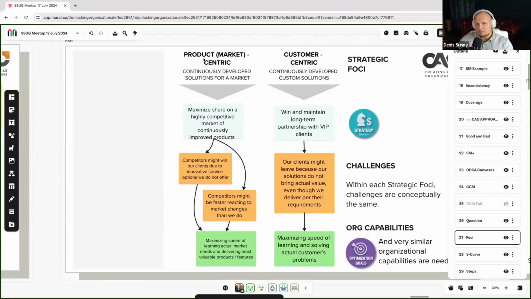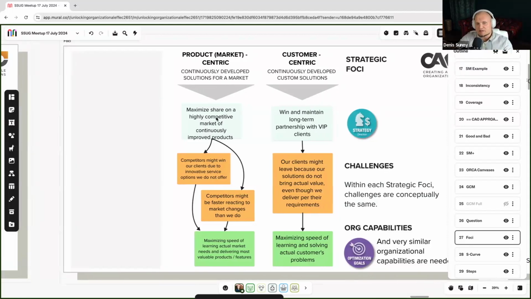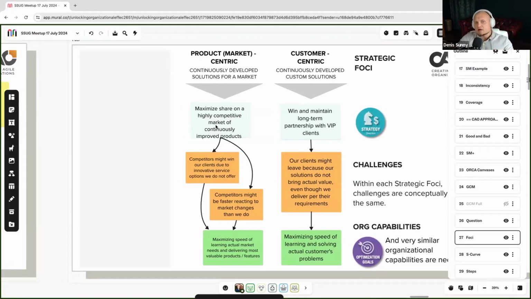Sometimes companies develop some products or provide services to mass market. You don't know exactly your customers, but there is a huge number of those around, like banks, for example, retail banks. And they need to maximize share. Well, sometimes not share, but this is an example from my practice. Maximize share on a highly competitive market of continuously improved products.